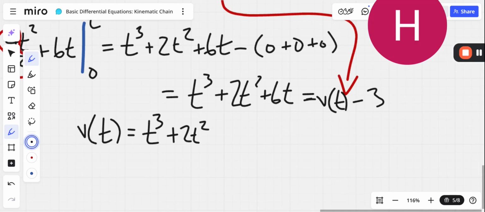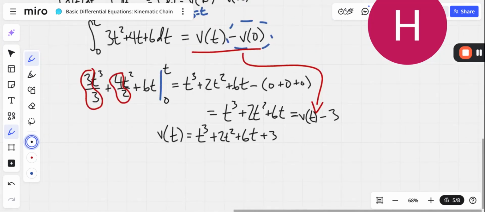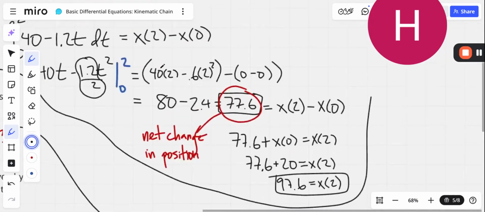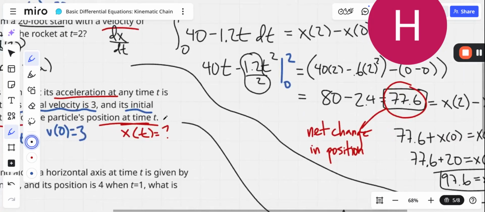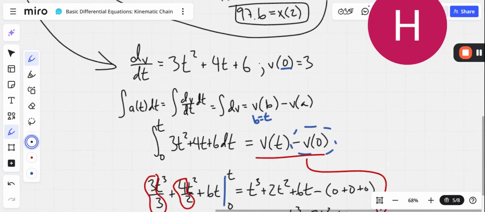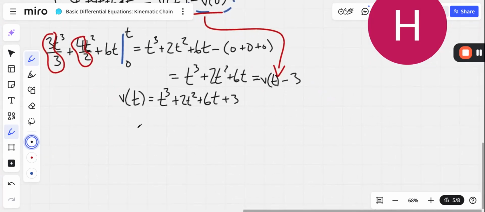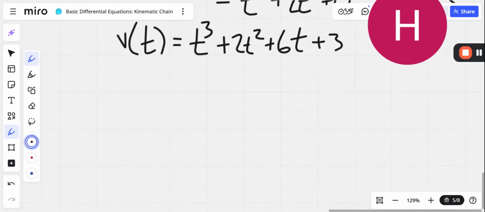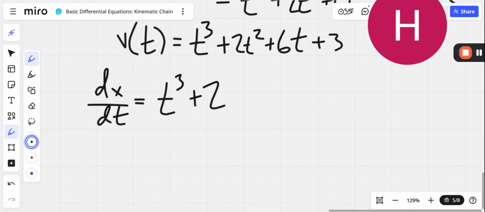However, the goal of this problem is to find an expression or a function for the position. So we're going to have to go one more step down the kinematic chain, down to position, also using the initial condition. So the initial condition here, remembering that v is just dx/dt, with the initial condition, right?